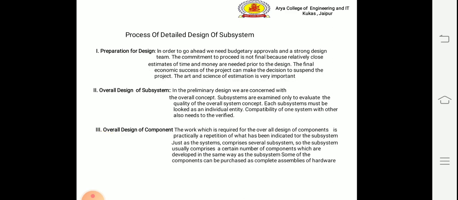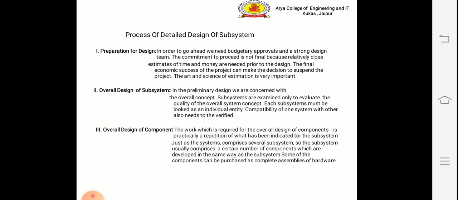Now, the process of detailed design of a subsystem. First step, preparation of design. In order to go ahead, we need budget approval and a strong design team. The commitment to proceed is not final because relatively close estimates of time and money are needed prior to the design. The final economic success of the project can make the decision to suspend the project. The art and science of estimation is very important.